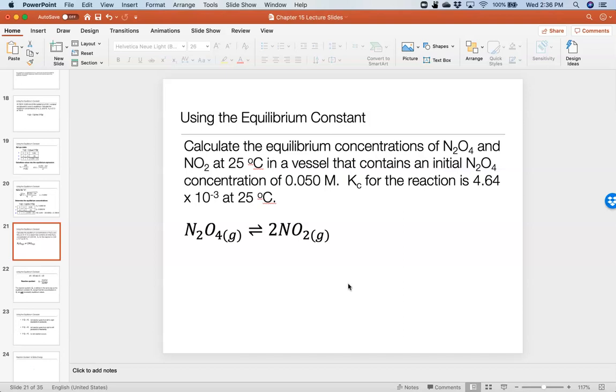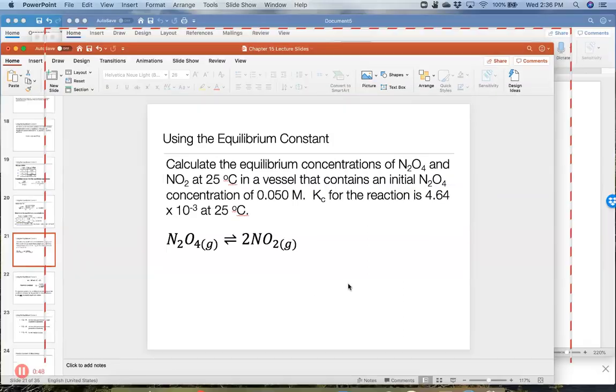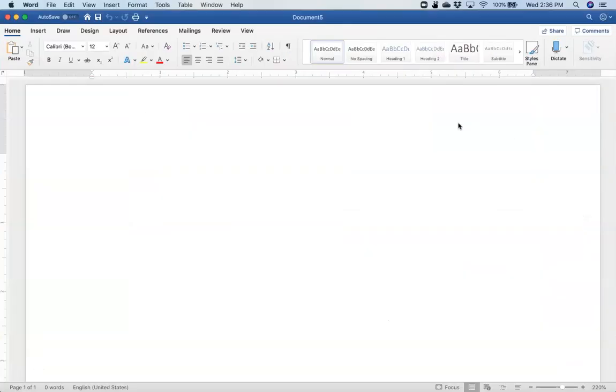This is going to be the same problem that we did on Monday, so we'll read through that. It says calculate the equilibrium concentrations of N2O4 and NO2 at 25 degrees C. It's in a vessel that contains an initial concentration of N2O4 of 0.050 molar, and it gives us the equilibrium constant for this reaction at 25 degrees C. Alright, so let's get started on that.